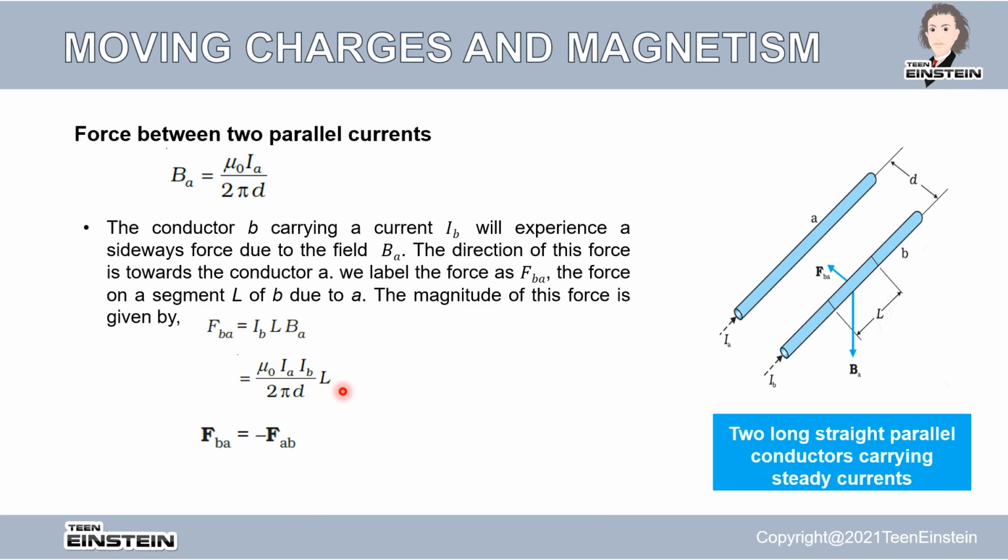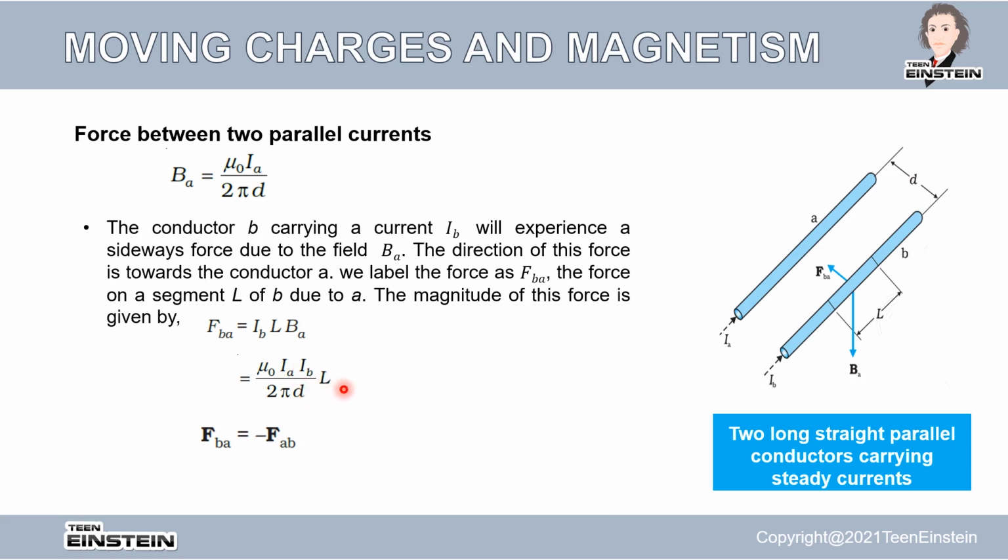If you look at this equation, it gives you the force experienced by the current carrying element B because of the magnetic field produced by A. It has the product of both the currents. In some way it is similar to Coulomb's law, where we have Q1 Q2 divided by 4 pi epsilon 0 r squared. So the force depends on the product of both the currents, the distance between them, and their length also.